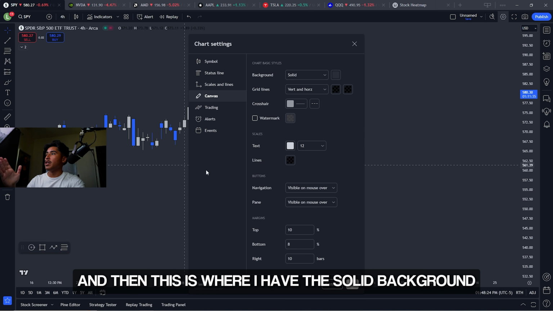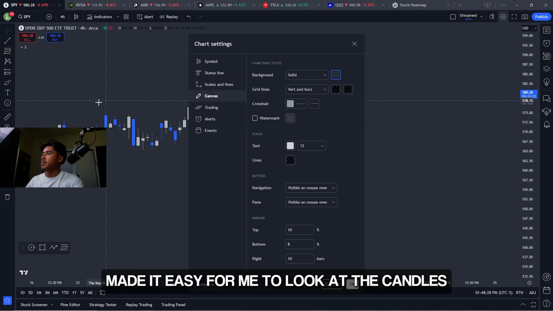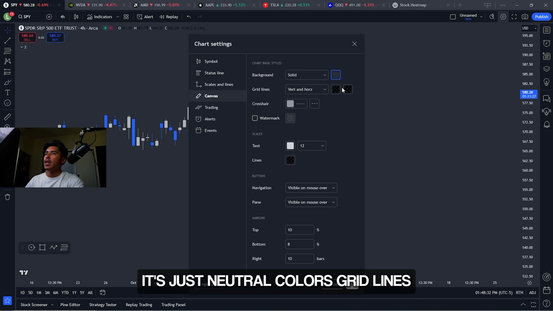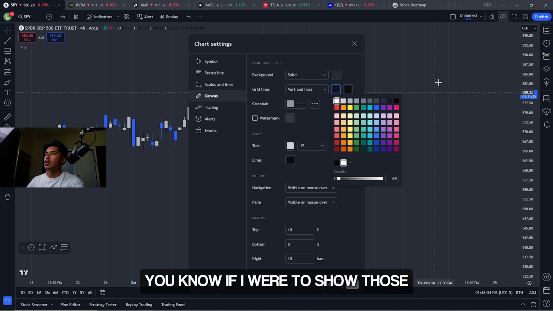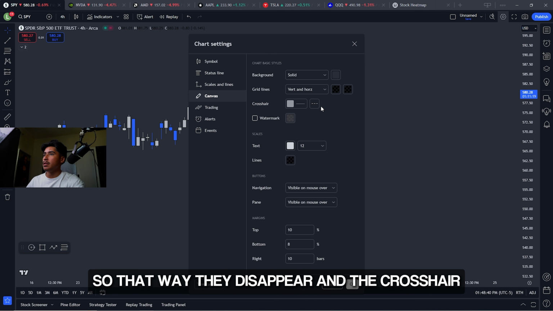And then this is where I have the solid background. I just have a solid background. I made it gray, made it easy for me to look at the candles. It's not too bright. It's just neutral colors. Grid lines, if I were to show those, you'd be able to see them there, but I have them the same color as my background, so that way they disappear.